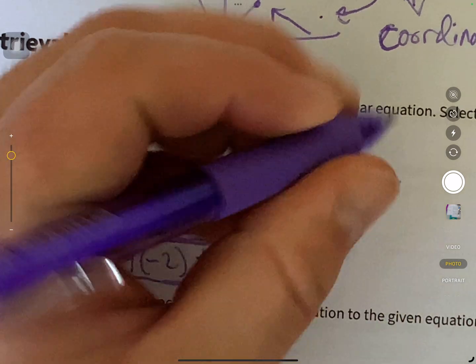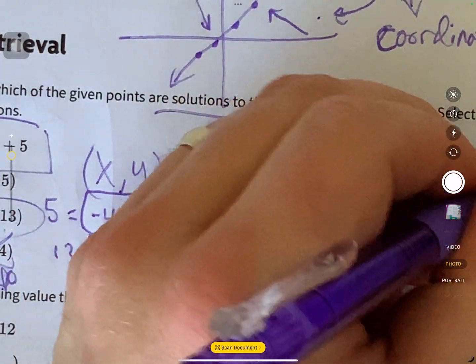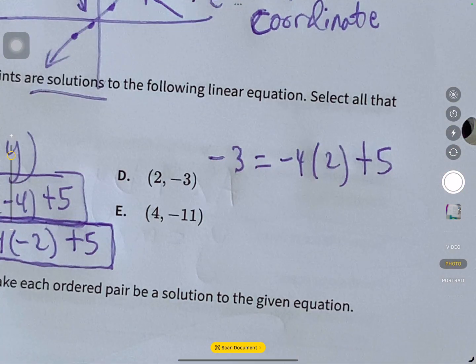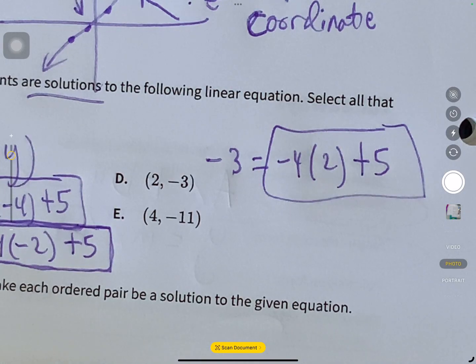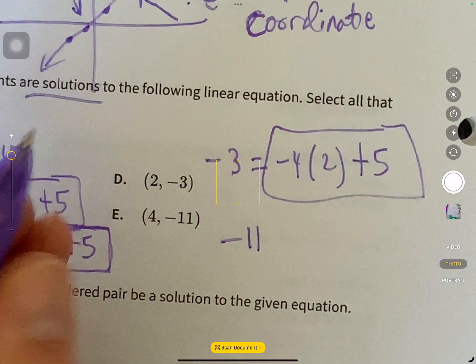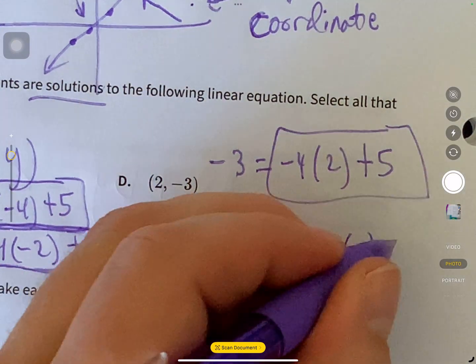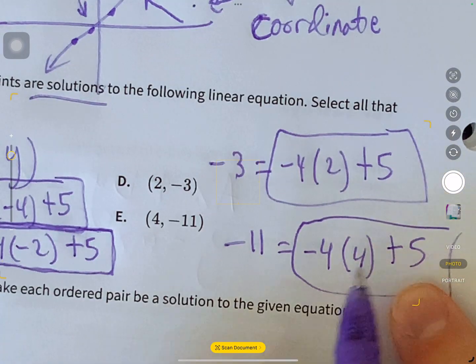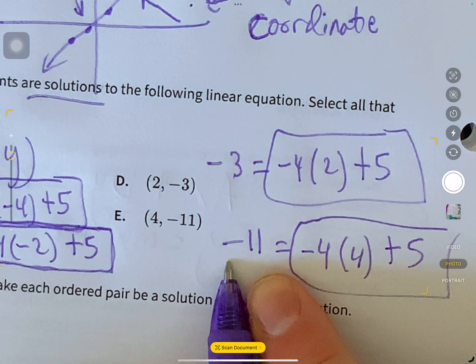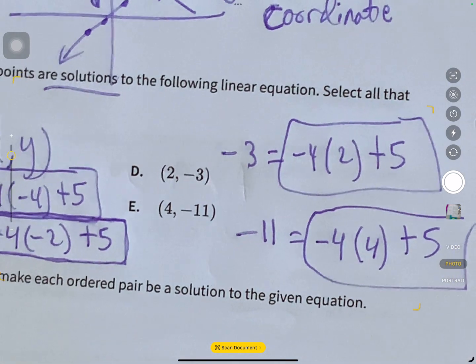-3 = -4 times 2 + 5. This is the part that you put in your calculator. I'm not doing it for you, but if you do get -3, put yes. Next, -11 = -4 times 4 + 5. Type this in. If this is -11, then you say yes. And that's how we do the first one.